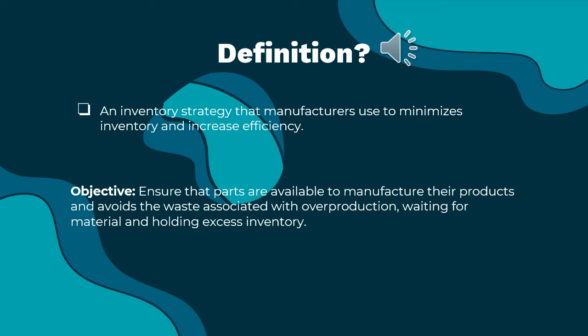Just-in-time is an inventory strategy used by manufacturers to minimize inventory and increase efficiency by receiving goods only when they need them for the production process. This strategy requires the manufacturer to forecast demand accurately. Just-in-time avoids the waste associated with overproduction, waiting for materials, and holding excess inventory.